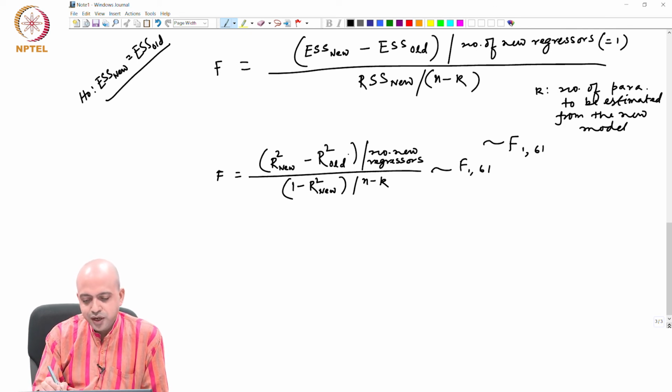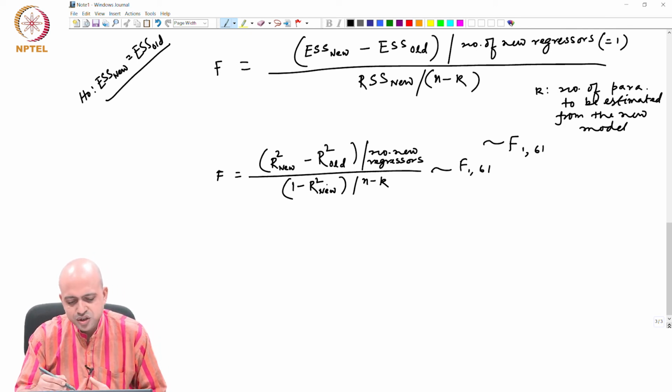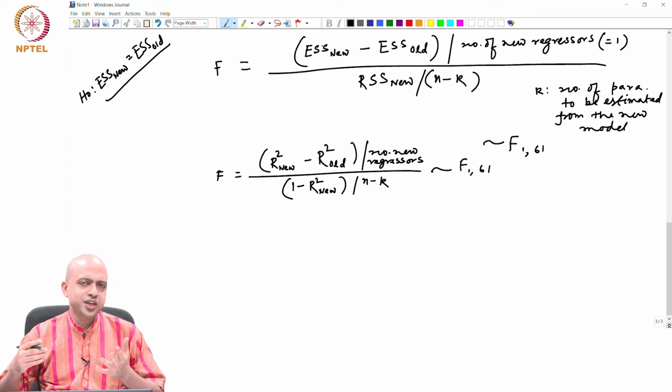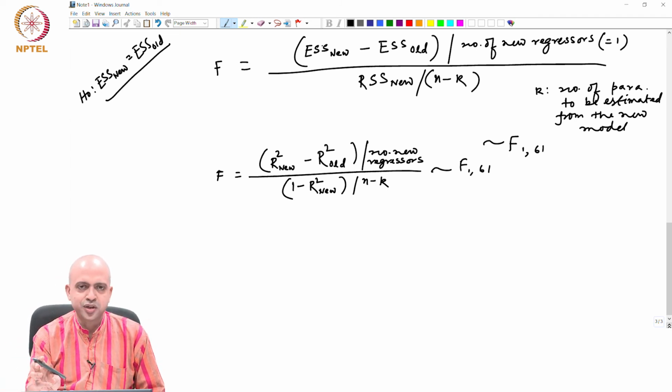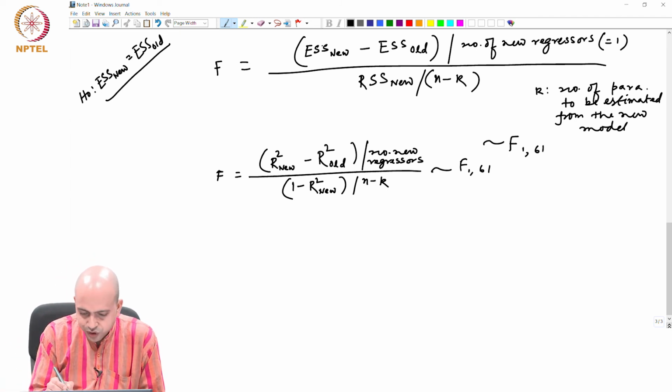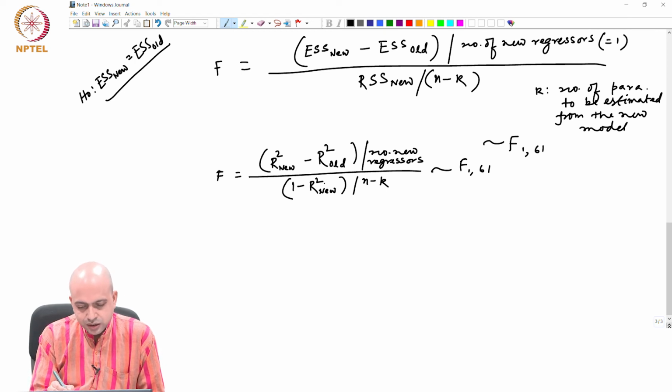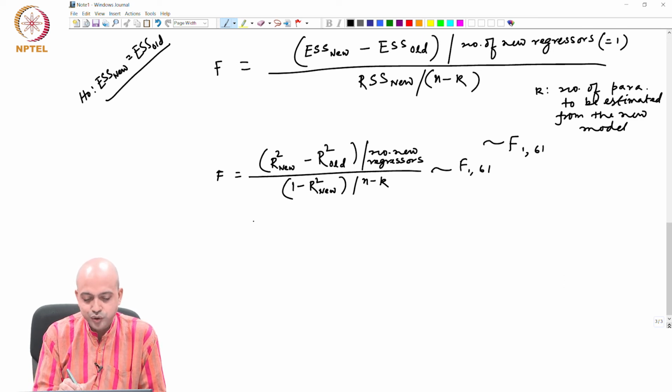Now, why am I defining this in terms of R square? Because the value of the ESS is huge, you will have difficulty in calculation. That is why we are putting the same expression in terms of R square also, easy to calculate.